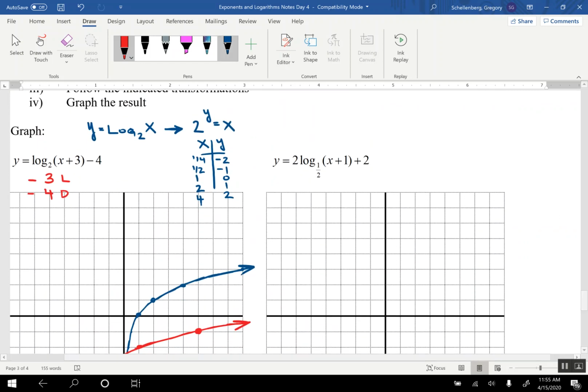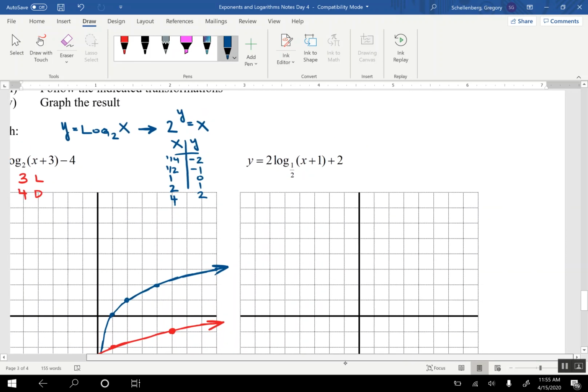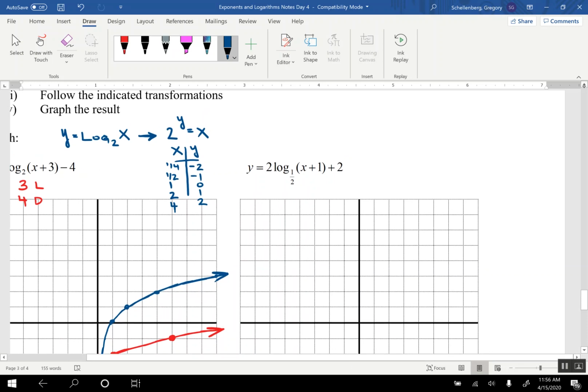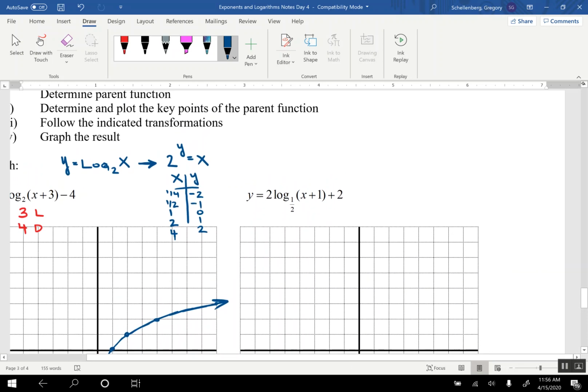Okay, and last one here. So our parent function is y equals log base 1/2 of x. And again, we can convert that to an exponential. So this is going to be 1/2 to the power of y is equal to x.